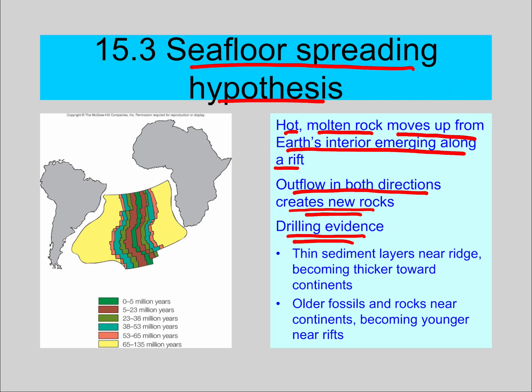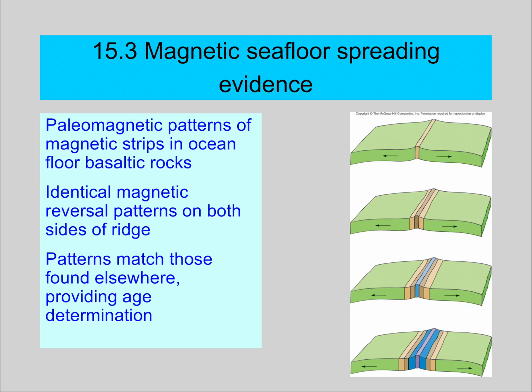We have thin sediment layers near the ridge, becoming thicker towards the continents, suggesting that there is an aging process occurring. We can see older fossils and rocks near the continents, but they become younger as we move away from the continents towards the rift, so the mid-Atlantic ridge. You can see here that they've dated the rocks under the ocean, that these are the oldest out here, and then the newest ones follow all the way up to the mid-Atlantic ridge. So the theory is that the seafloor is spreading, which is producing new crust.